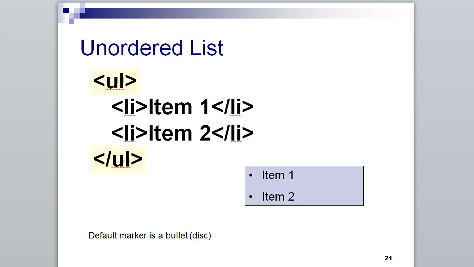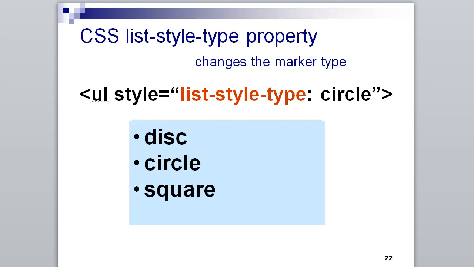The unordered list, which is represented by the UL tag, follows the same basic syntax. It uses the LI tag to put the item on the page. The default marker is a bullet, which the type of is actually called the disc, D-I-S-C. So here we have the UL tag. If we wanted to change the list style, we would do that using style sheets.